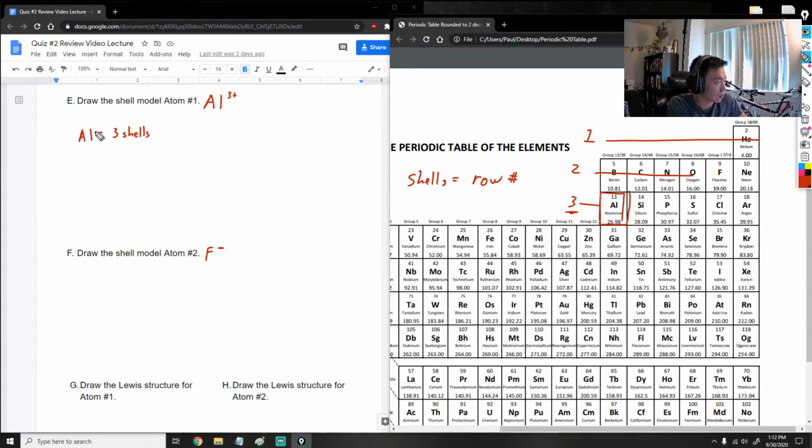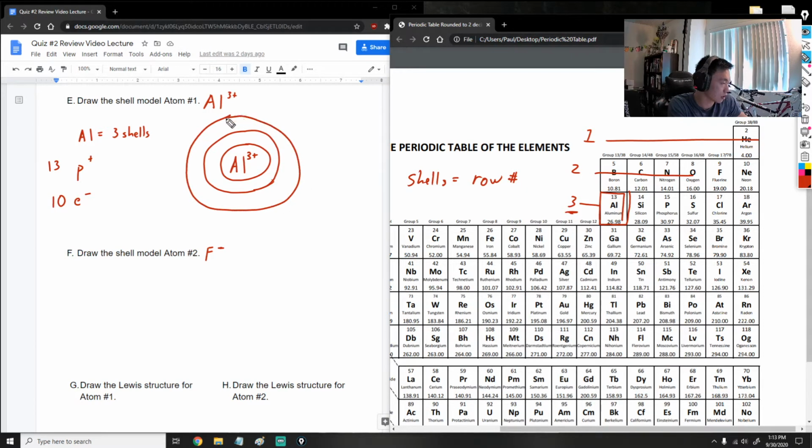Okay, and then we said earlier that the number of protons that Al3+ has is 13 protons. You guys can get this information from the top. And we said Al3+ has 10 electrons. So what I'm going to do is draw Al3+, don't forget the charge, and I'm going to draw 3 shells, 1, 2, 3, because it's on the 3rd row.